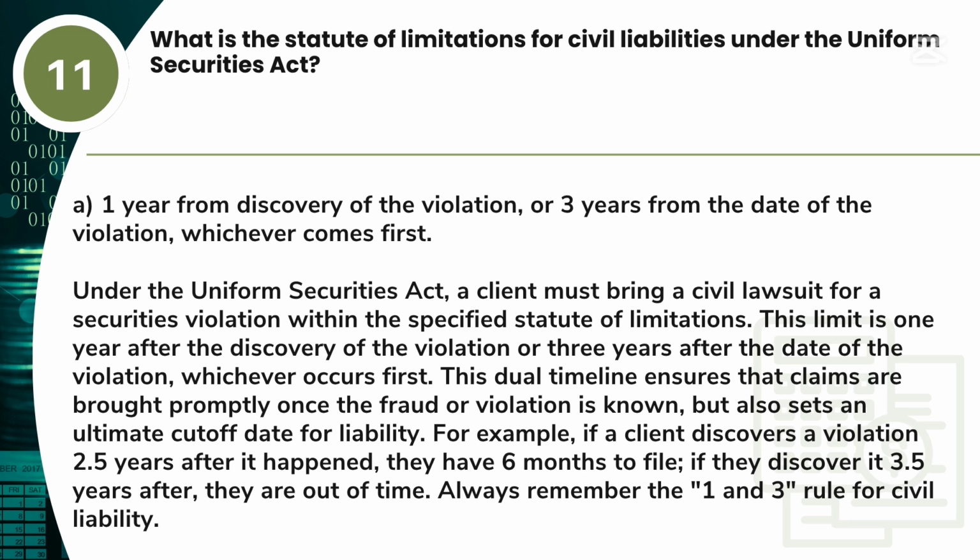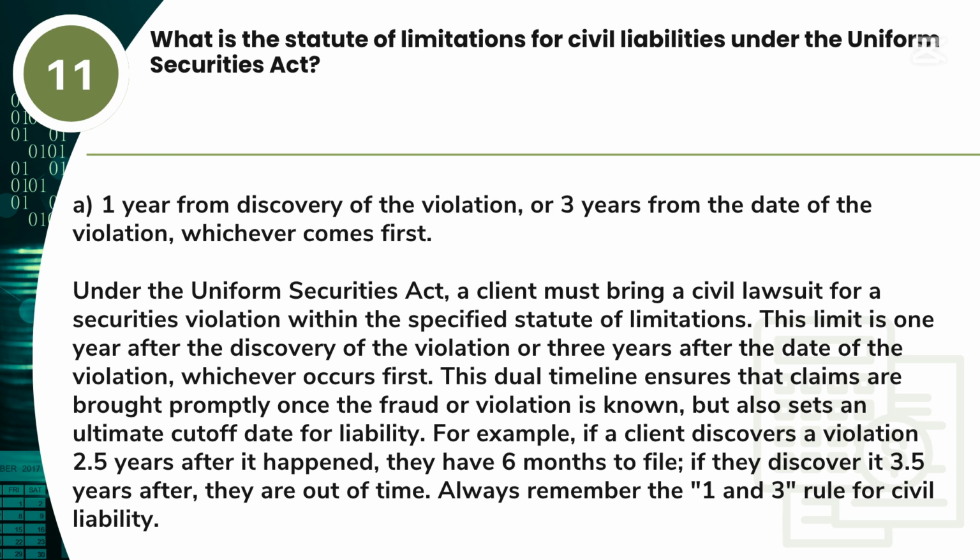Answer: A. 1 year from discovery of the violation, or 3 years from the date of the violation, whichever comes first. Under the Uniform Securities Act, a client must bring a civil lawsuit for a securities violation within the specified statute of limitations. This limit is 1 year after the discovery of the violation or 3 years after the date of the violation, whichever occurs first. This dual timeline ensures that claims are brought promptly once the fraud or violation is known, but also sets an ultimate cutoff date for liability.